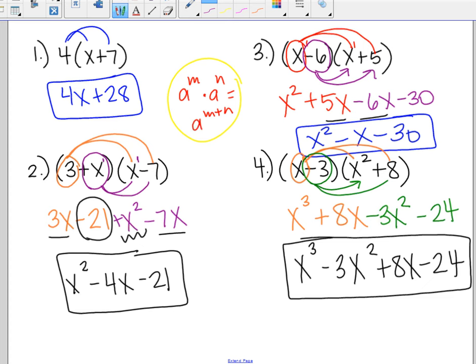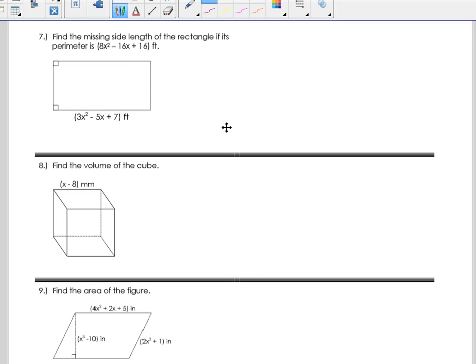So now we're going to take that and the adding and subtracting and do some other work with some application problems. So number 7 is similar to the PBT that you guys started the year with. So it says find the missing side length of the rectangle if its perimeter is 8x squared minus 16x plus 16. So if it's a rectangle, if this side is 3x squared minus 5x plus 7, so is this side. These are the same, and then these are the same. We don't know what those two other sides are.